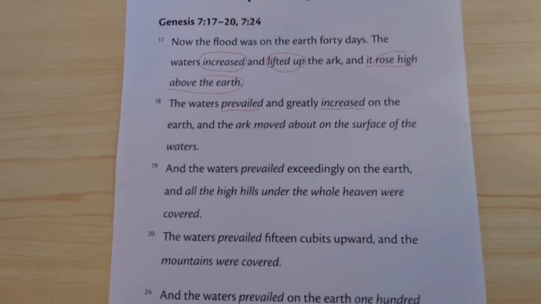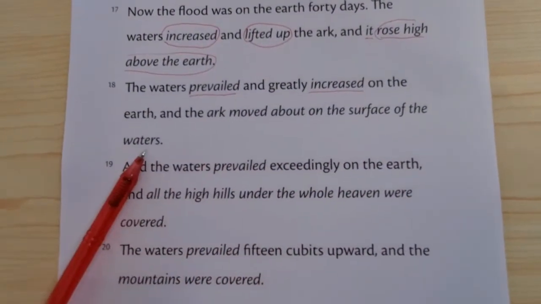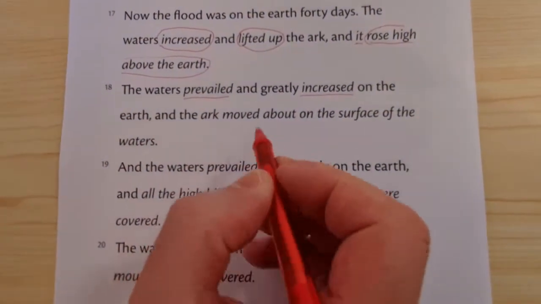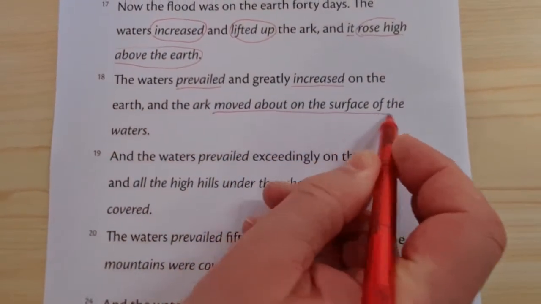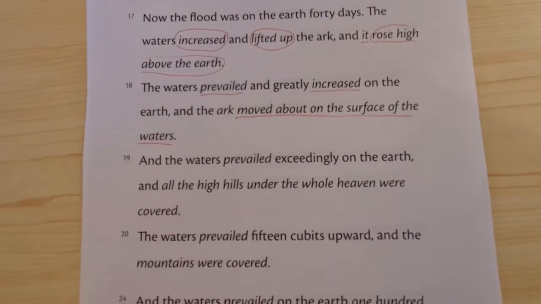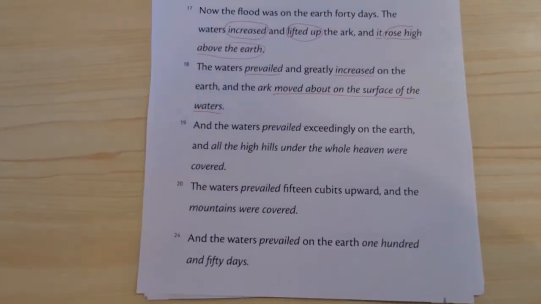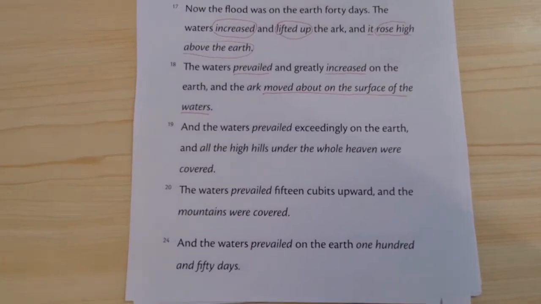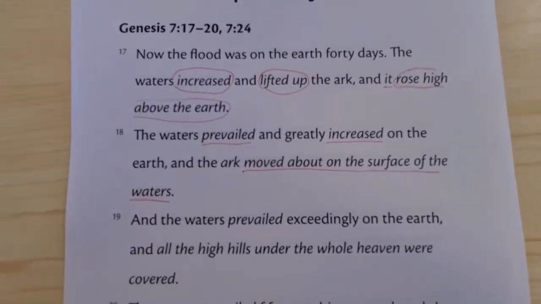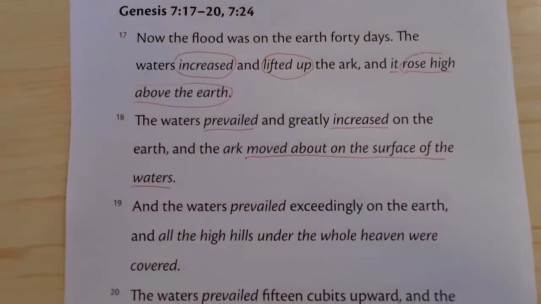And now verse 18 says the ark moved about on the surface of the waters. Well, that's another important one. It moved about on the surface of the waters. So what do you think that means? Well, the ark was actually beginning to float on all that water that was prevailing on the earth. It was starting to move about. All that water was tossing it here and there.